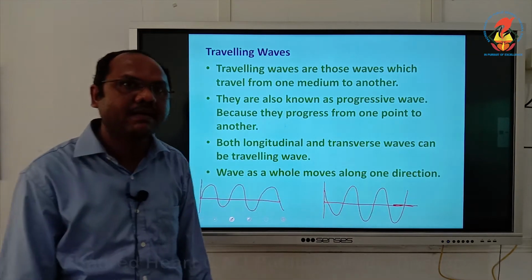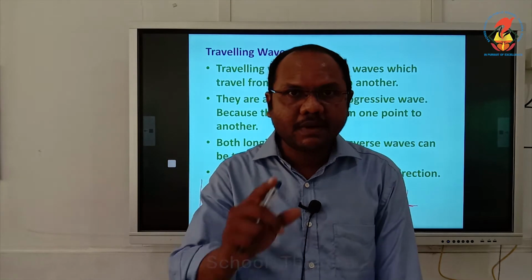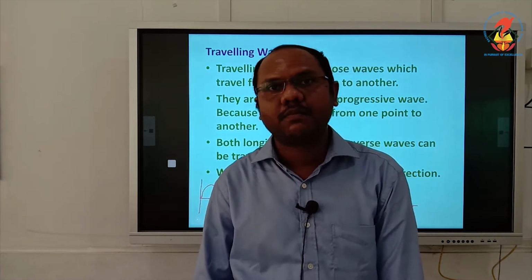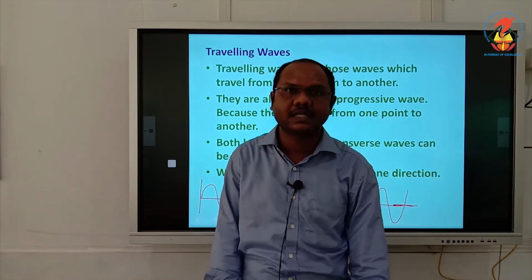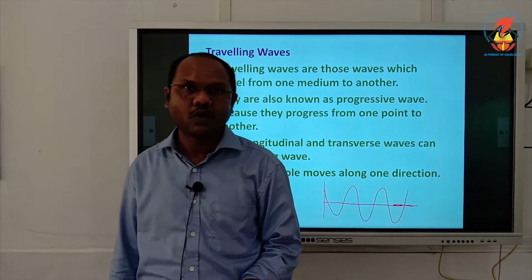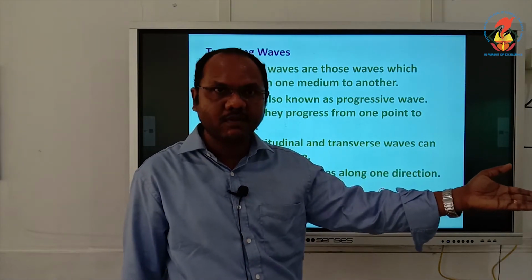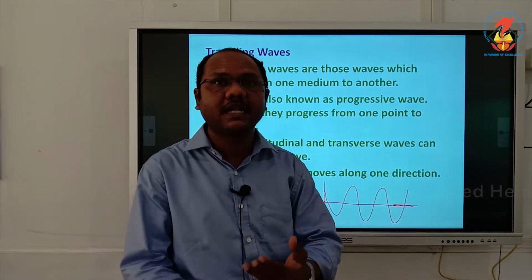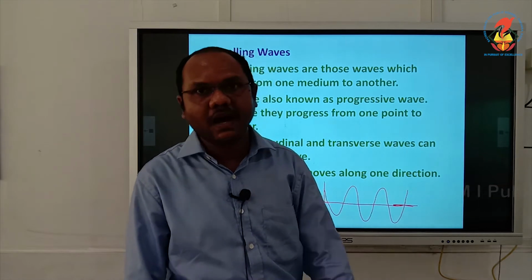simple harmonically. That means the wave can be denoted by a sine wave or a cos wave. The particle vibrates simple harmonically, so that can be represented by a sine wave or a cos wave. Such kind of wave is called progressive harmonic wave. Okay, that is the difference. Progressive wave means any wave which propagates forward. But when the wave progresses forward, if the particle is vibrating simple harmonically, then it is called progressive harmonic wave.